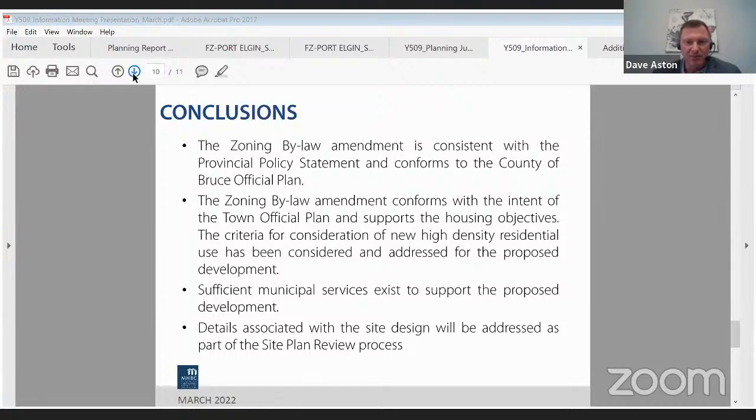Sufficient municipal services exist, and details associated with the site design will be addressed as part of the site plan review process. And as we have done in the past, we can work with the town and the county on a future report that would outline direction to the site plan design through the report, such that those matters are considered as part of the site plan review process.